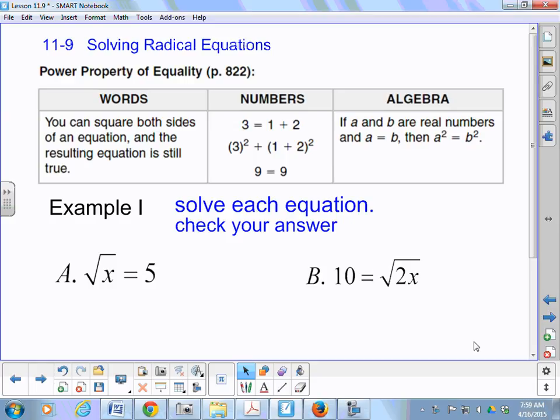So solving a radical equation, you can square both sides of an equation and the resulting equation is still true. One of the things to remember is that whatever you do to one side, you have to do to the other, and you can do basically anything you want to both sides of the equation, as long as you do it the same way to both. Right?